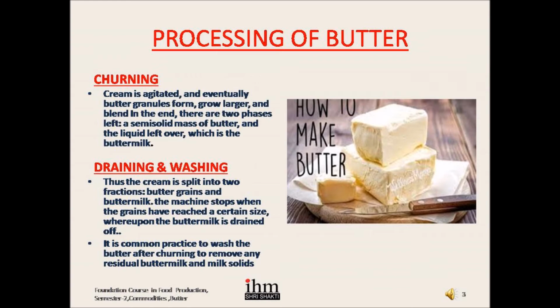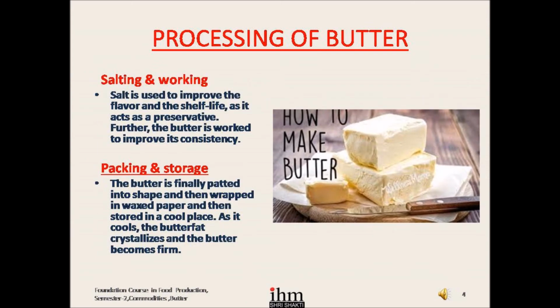Next step is called draining and washing. The cream is split into two fractions, butter grains and buttermilk. The machine stops when the grains have reached a certain size, whereupon the buttermilk is drained off. It is a common practice to wash the butter after churning to remove any residual buttermilk and milk solids.